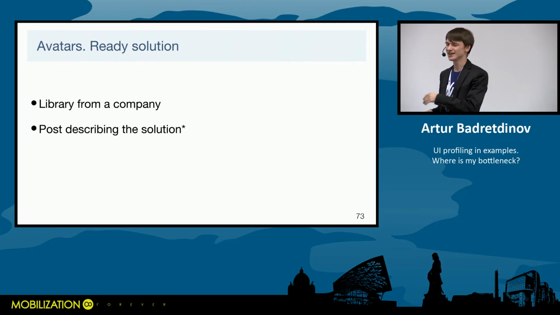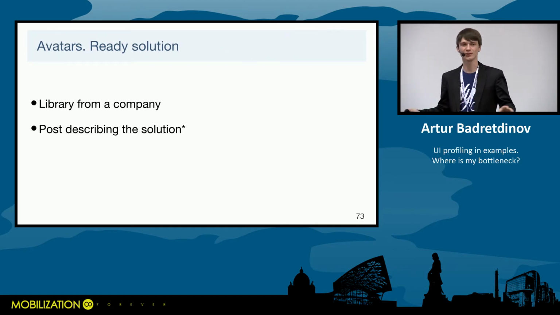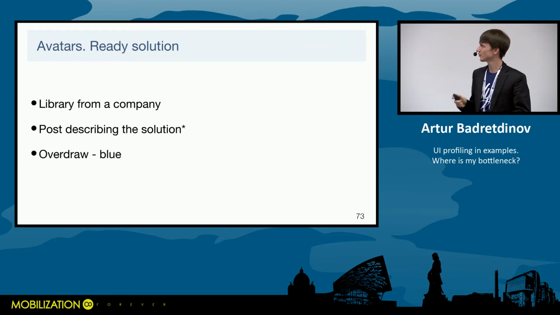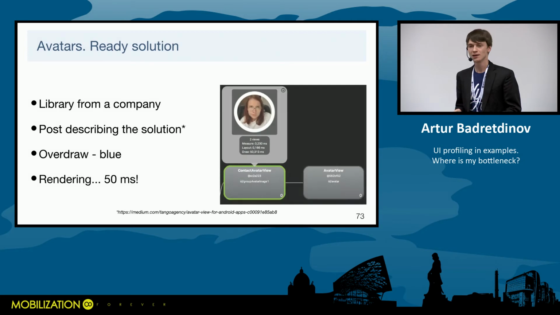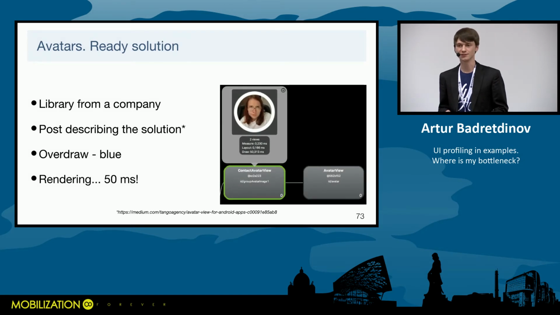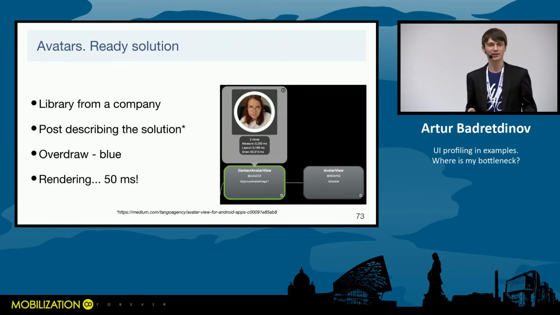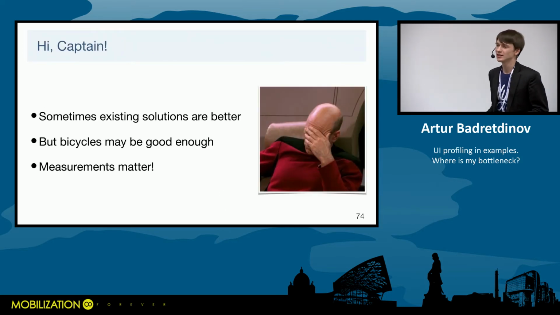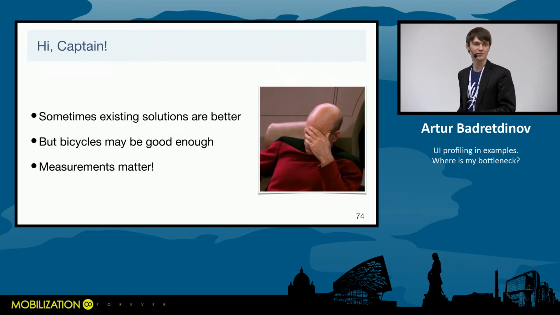And the guys say, oh, it's so cool. We are working with Canvas directly without any redundant things, and so on. Overdraw is blue. That means that it was rewritten only one time for each pixel. But it was rendered for 50 milliseconds per each avatar. Why? That's another question. But again, as I told you, we are a startup, so we didn't have time to work with it. And we just decided that, OK, our bicycle is good enough.